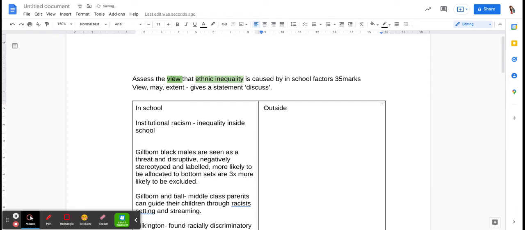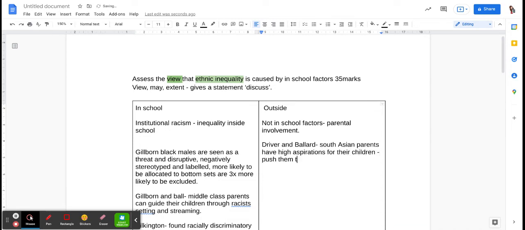So institutional racism, we're going to go, no, it's outside the school that's causing the inequality. So in the outside school factors, we're going to say it's not in school factors, but parental involvement. So Driver and Ballard found that South Asian parents have high aspirations for their children and really push them to work hard and be successful.